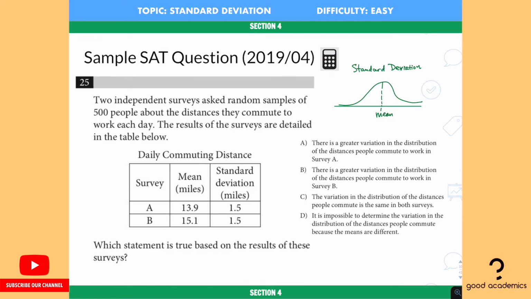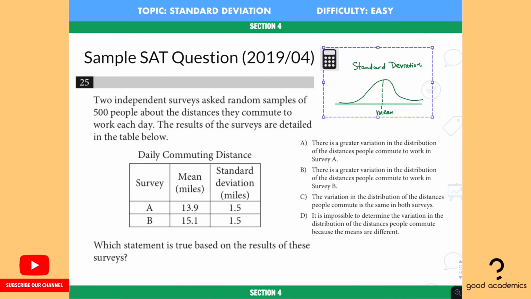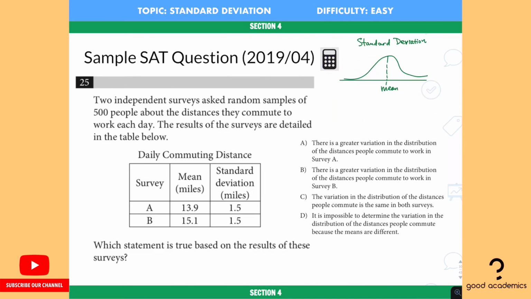Now, let me show you a graph with a smaller standard deviation. Let's move this higher. If it has a smaller standard deviation, that means the spread is little, it's narrow. There's not much of a change. So you will see a graph that looks more like this if it has a very tiny standard deviation.